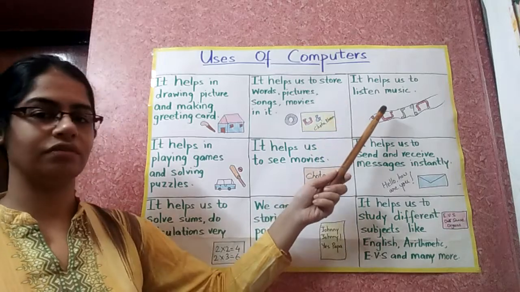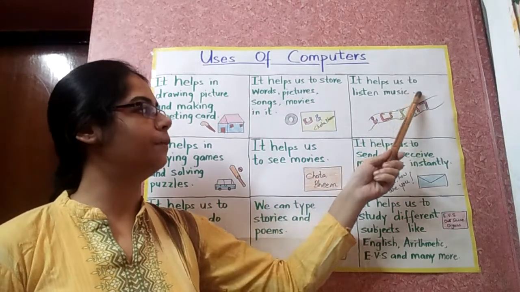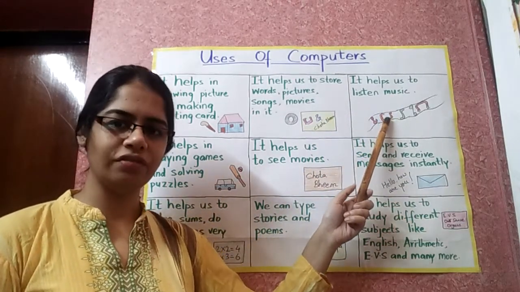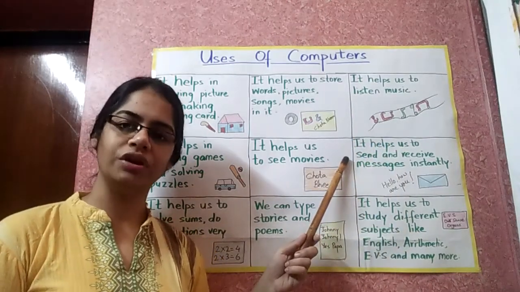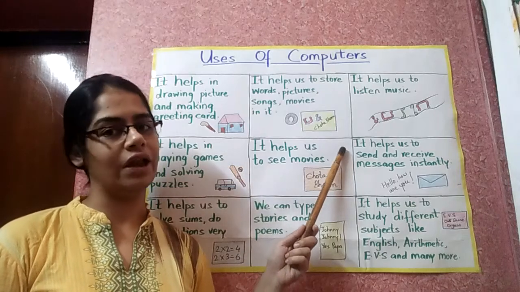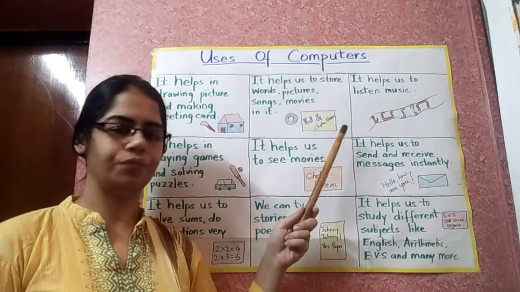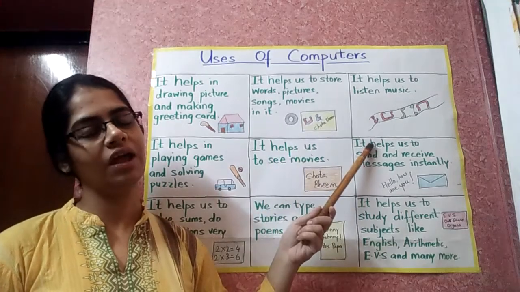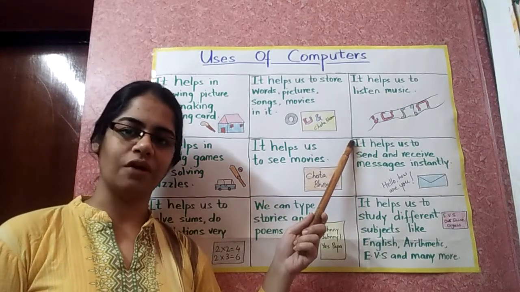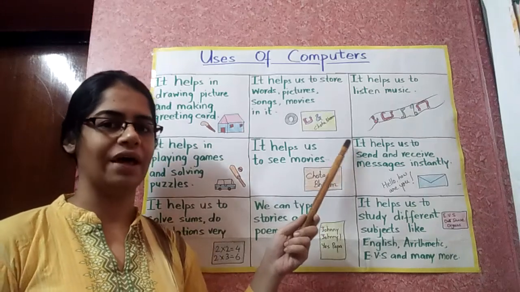Now see what is in the third box. It helps us to listen to music. Yes children, with the help of computer, we can listen to different types of music and we can relax ourselves. Yes, we will store music in the computer, then we can listen to it whenever we have got time and we want to relax ourselves.